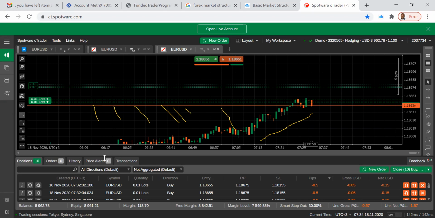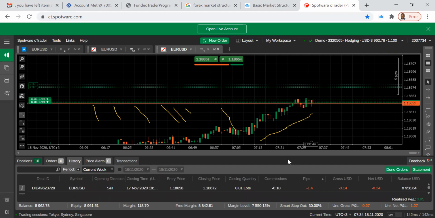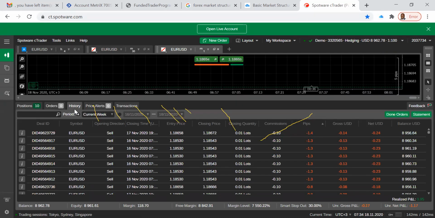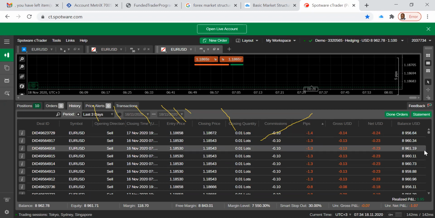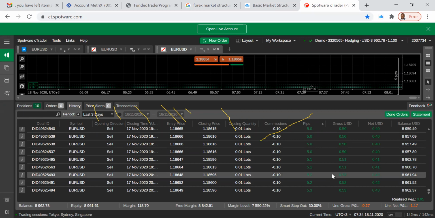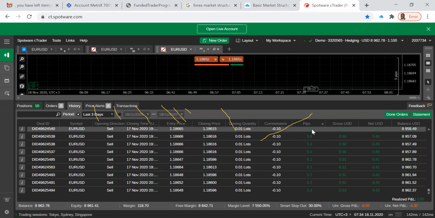So when you look at your history, click on history there. When you click on your history, what I expect to see is actually trades that show 2 pips. Let me look at previous work. So if you look at my previous work there, if you look at the 5, I think now it's showing 5. What I'm expecting to see is something like this.